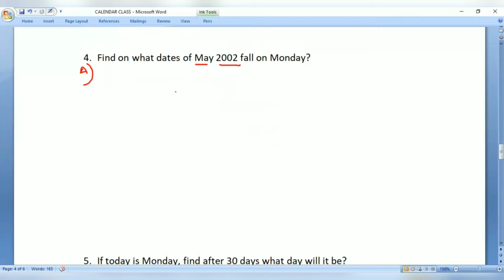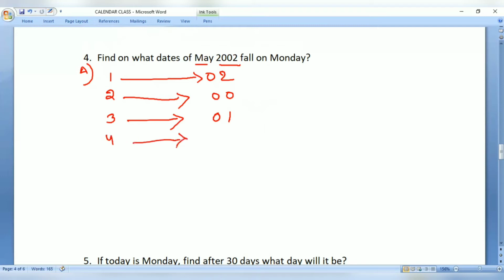Now, what we need to do? Let us take the first step. What is the first step? Take the last 2 digits, that is 0, 2. Then step number 2, divide by 4. In that case, what do you get? Quotient as 0. Step number 3. What is step number 3? We need to find out the day. In this case, let us assume 1 becomes Monday, because we know generally Sunday is 0, 1 becomes Monday. So we start from the 1st of May as Monday in this case.